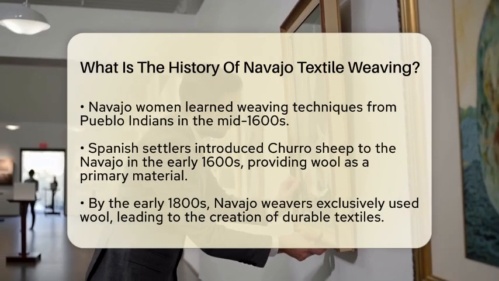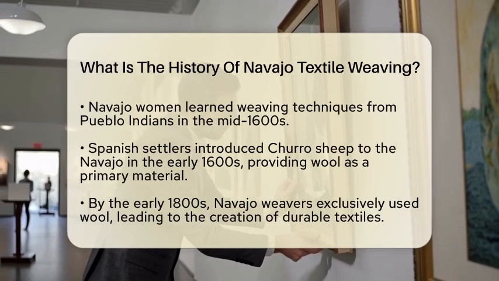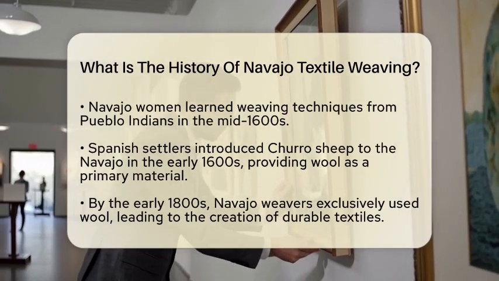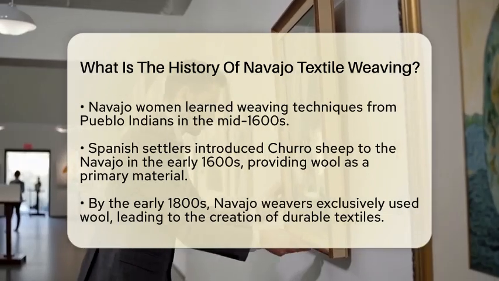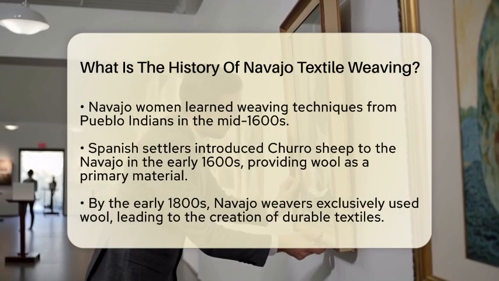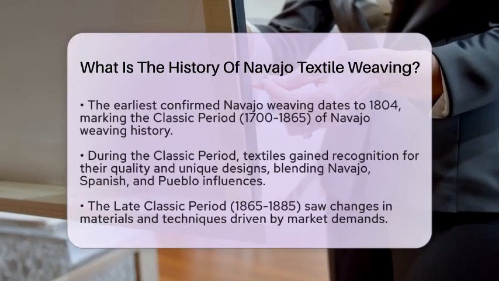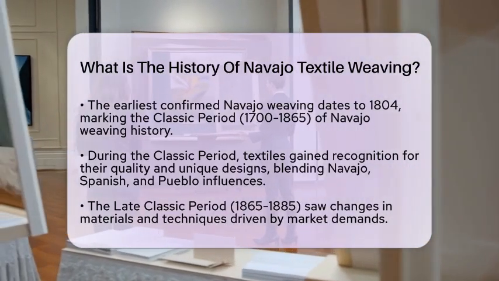The earliest confirmed Navajo weaving dates back to 1804. This marks the start of what is known as the classic period of Navajo weaving history, which lasted from 1700 to 1865. During this time, Navajo textiles gained recognition for their quality and unique designs. They blended traditional Navajo motifs with influences from Spanish and Pueblo cultures.